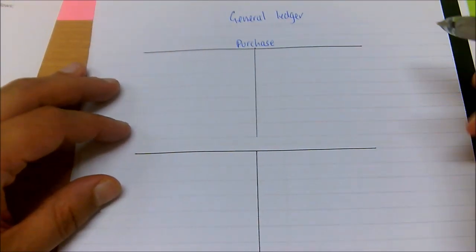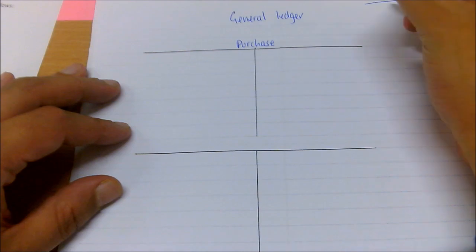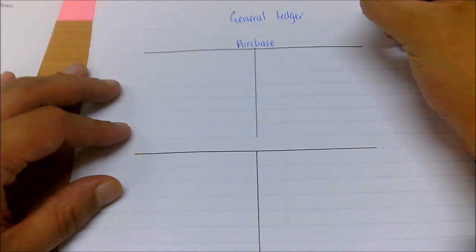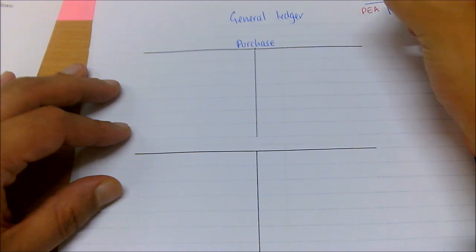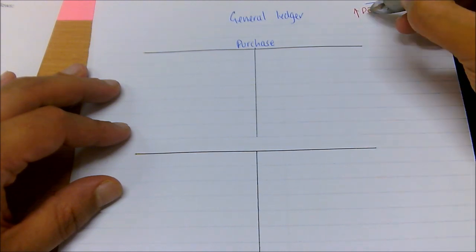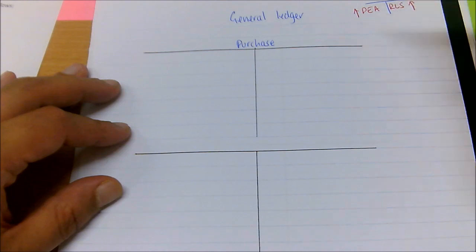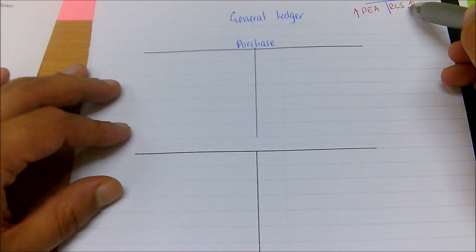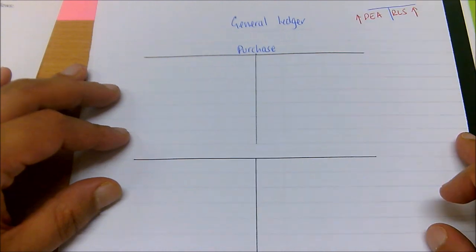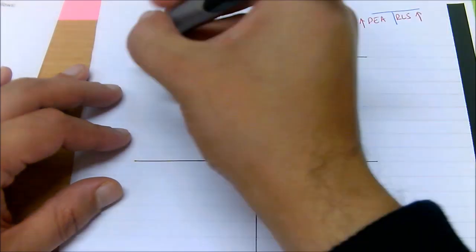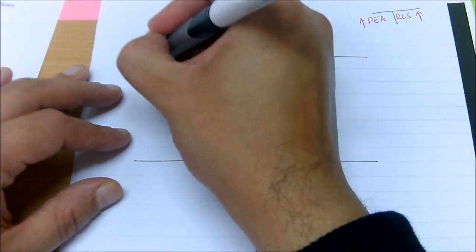So the purchase account, if you remember PEARLS, if there's an increase in purchase, expense or an asset, it goes on the debit side. If there's an increase in revenue, liability and sales, there's an increase on the credit side. So regarding the purchase account, you would do the 31st of Jan as the date.